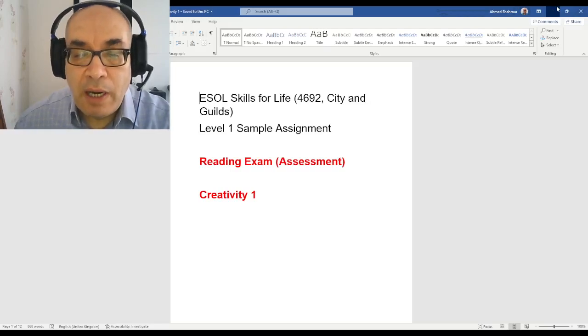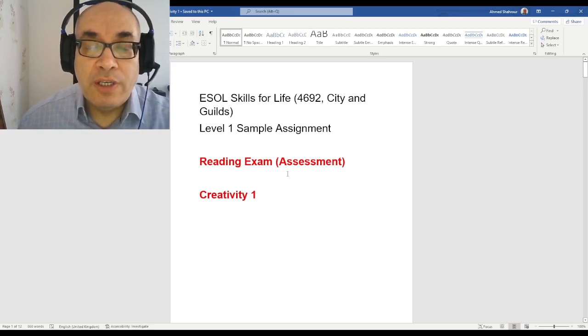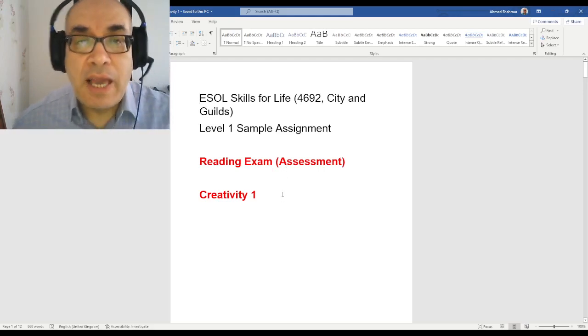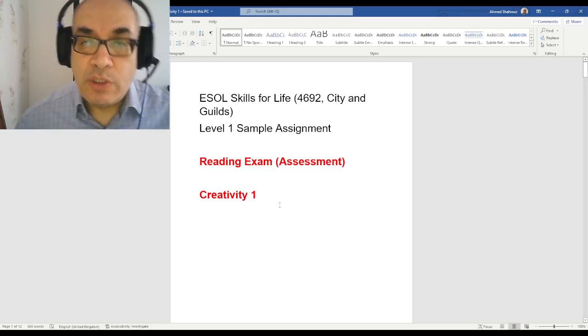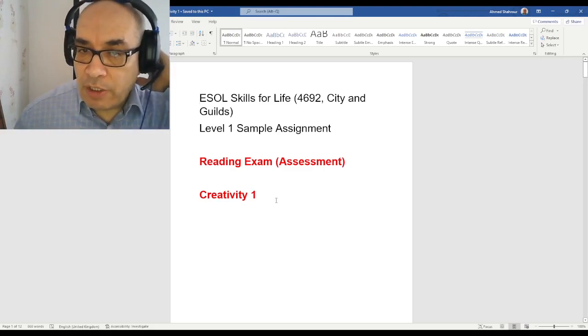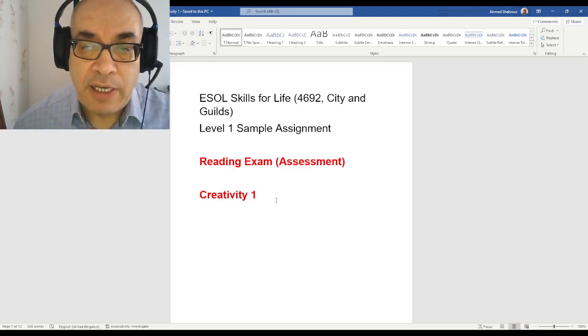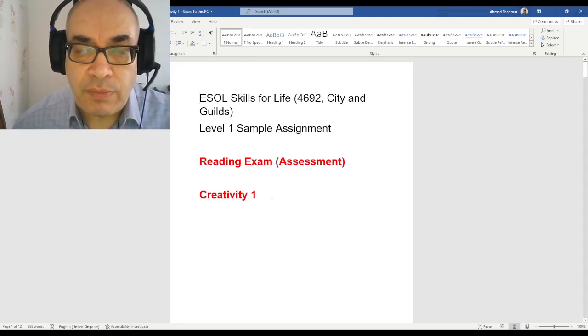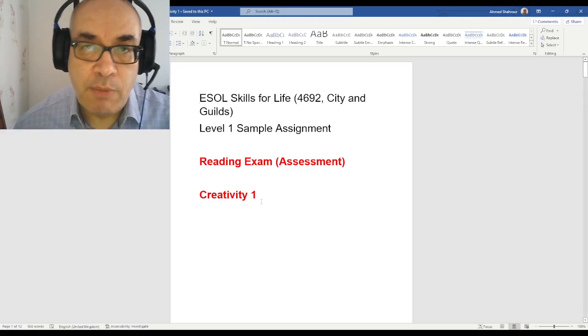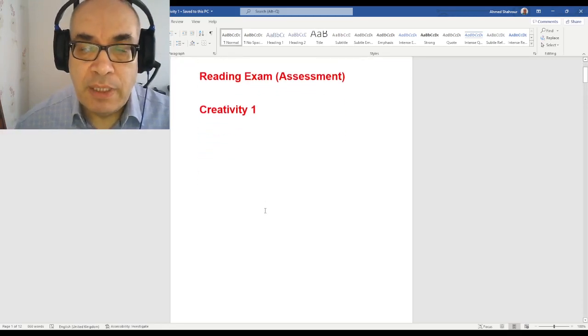Hello everyone. Our lesson today is on creativity and this is activity 1. I'm going to explain to you the level 1 reading assessment or exam, and this is creativity 1. Activity 1, of course, this is the mock exam or the practice exam.